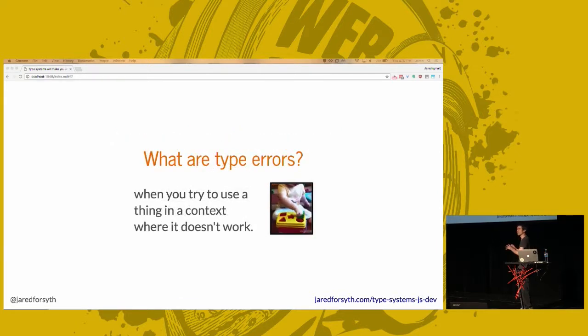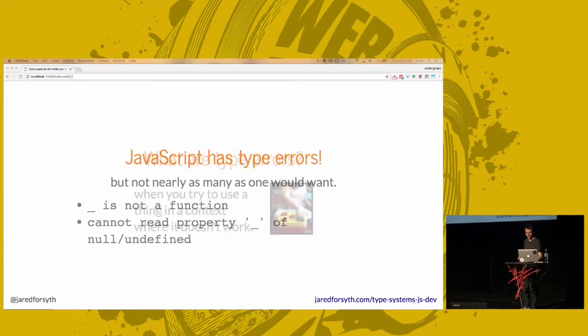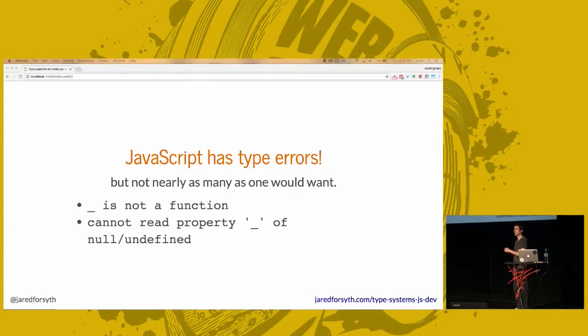So if those are types, then type errors are when you try to use a thing in a context where it doesn't work. And it really depends on the language runtime and your perspective to decide what really is a type error. JavaScript has a very limited view of what type errors are. There's really just "blank is not a function" and "cannot read property blank of undefined." In my example earlier, passing in something that doesn't have a name object where you expect one, JavaScript doesn't care.